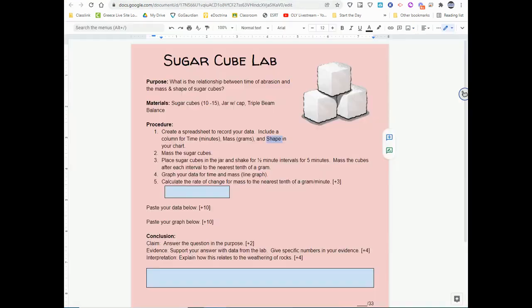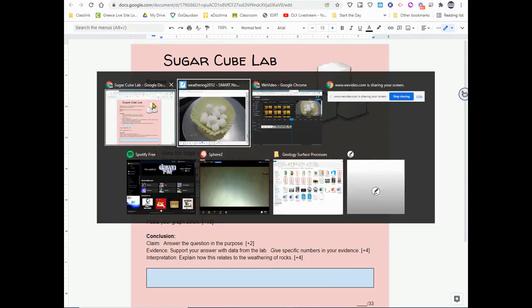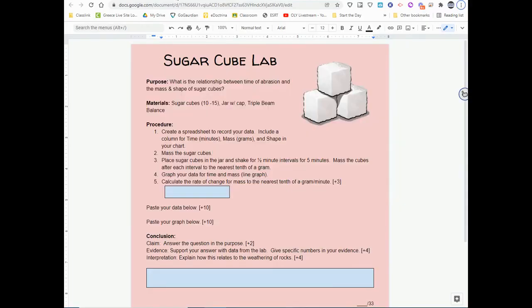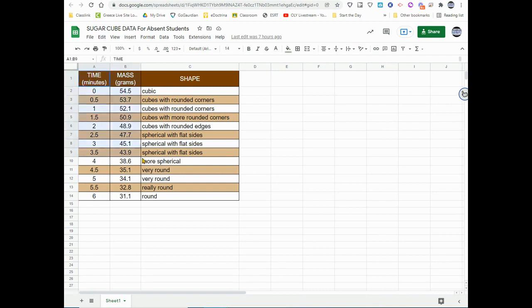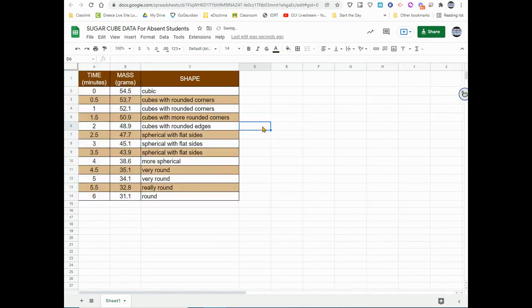You can then follow the rest of the lab starting at step 4, where you graph the data for time and mass. So that would look like this. Remember, you click and drag to highlight the material, then insert chart to create the chart. And then you still have some work to change the axes. Maybe you want to change the title and add some more information to that.